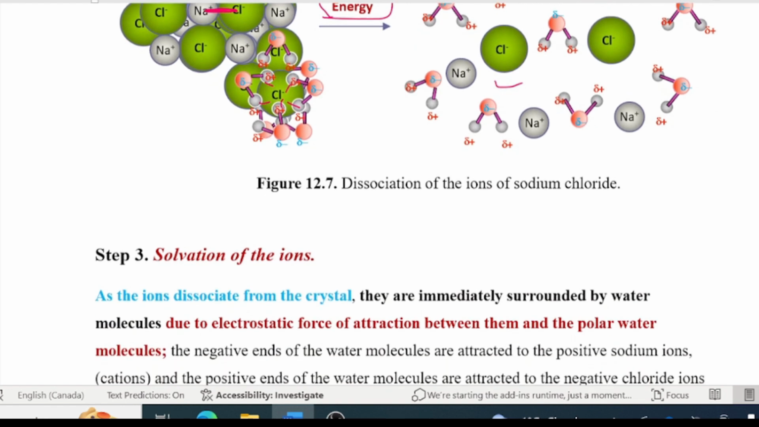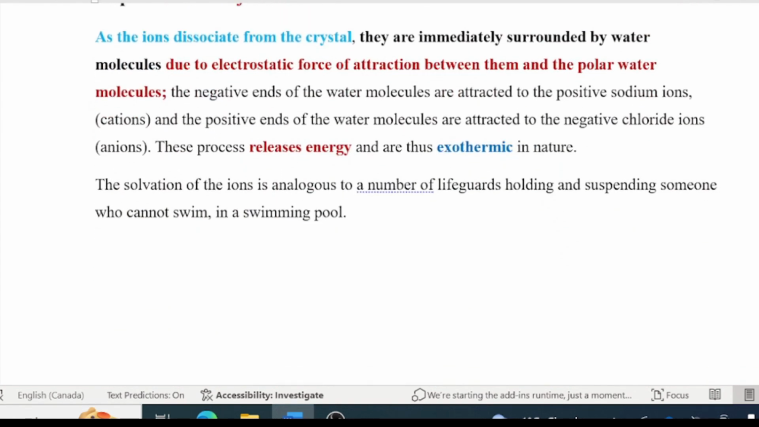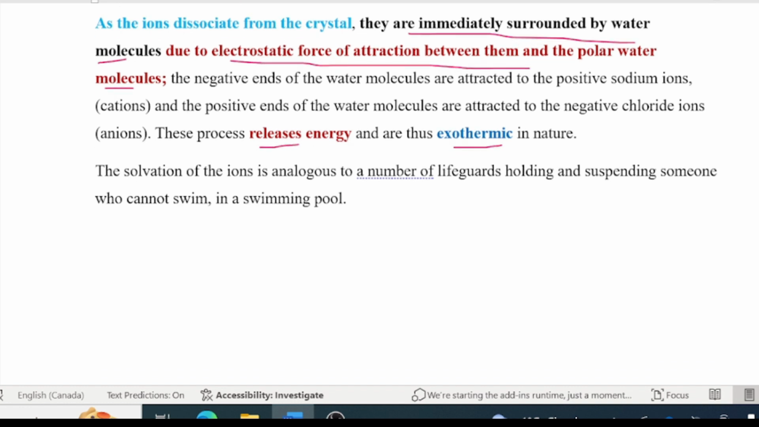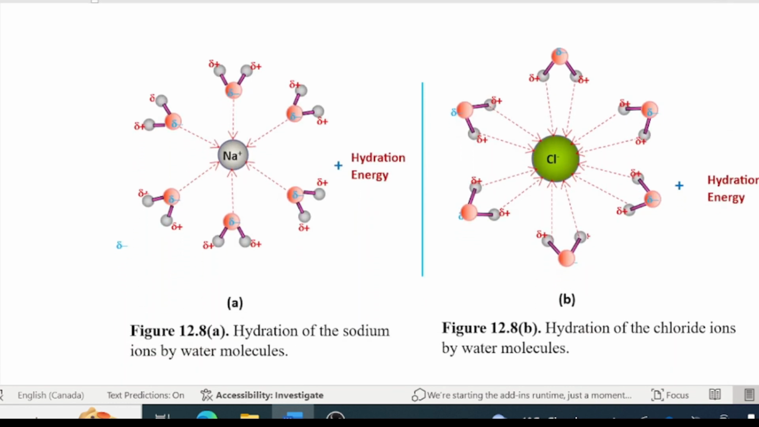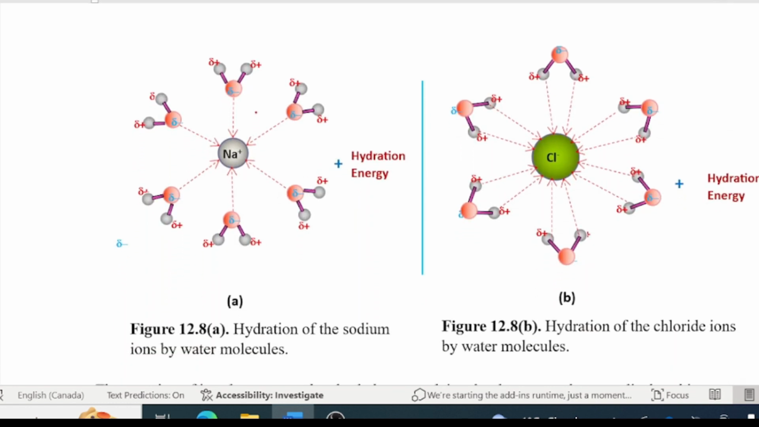The moment these ions are out, they become immediately surrounded by water molecules due to the electrostatic force of attraction between them and the polar water molecules. And this process releases energy, and we call that an exothermic change. Those first two processes are referred to as endothermic changes because energy was absorbed during that. Now this is what happens here.